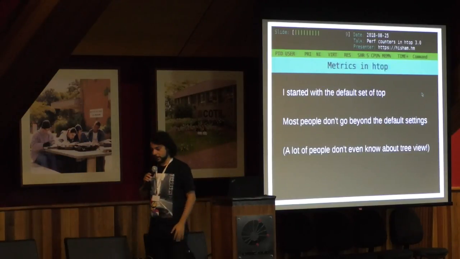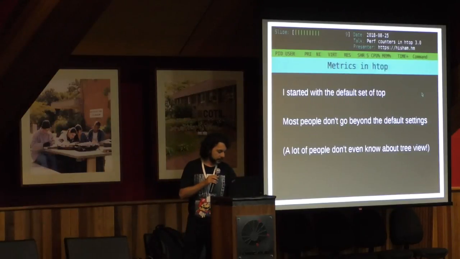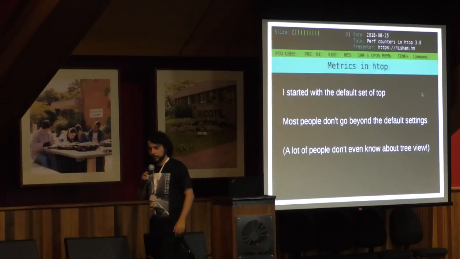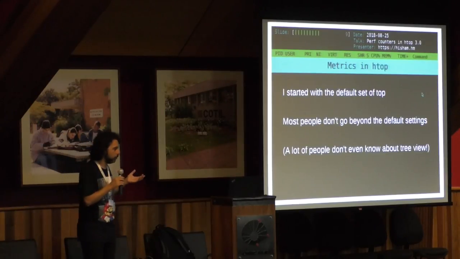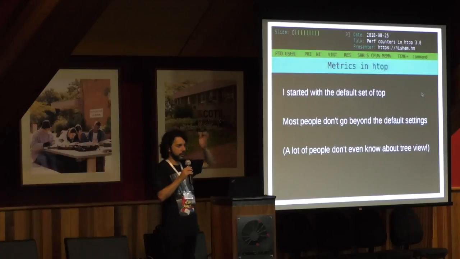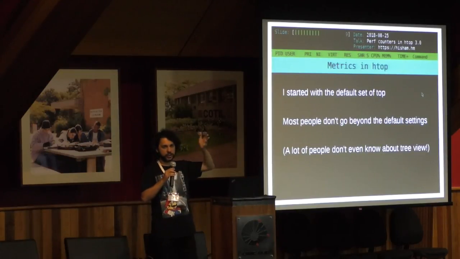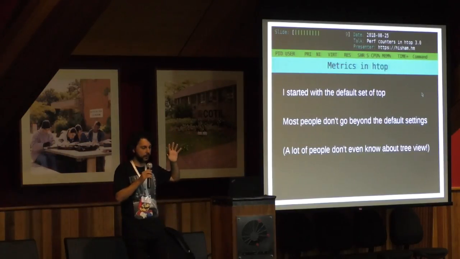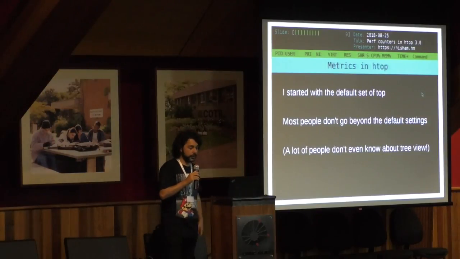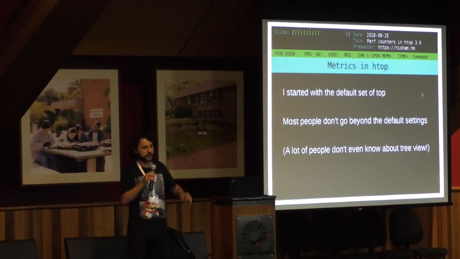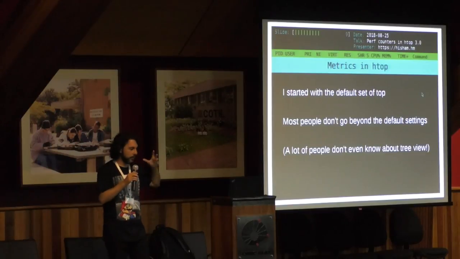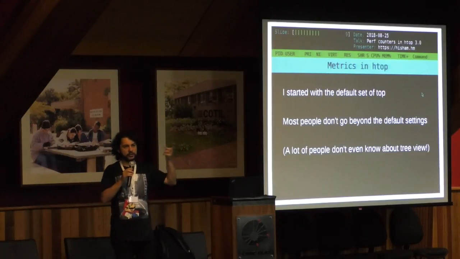So, a brief history of metrics in htop. When I first started it, I really just wanted it to be a top that scrolled. So I started with a default set of metrics and the exact same columns that you got when you first open top and you don't configure anything. And over the years, I learned that most people don't really go beyond the default settings. They just use htop as it comes, even though it has the fun setup screen, because one of the things I didn't want was for people to have to learn a config file format in order to customize it.